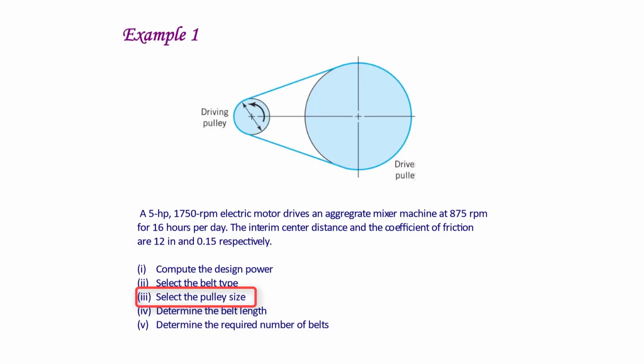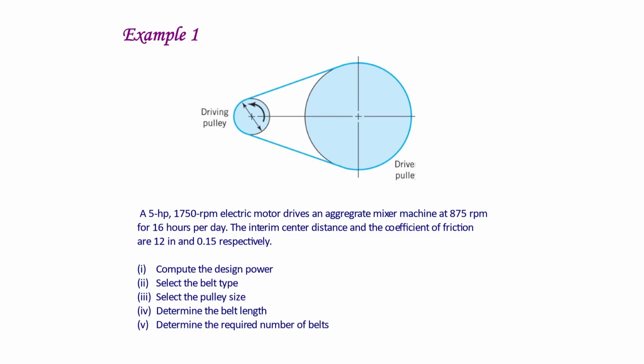Okay, the third step is to select the pulley size. Since both pulley diameters are not given in this V-belt problem, we have to begin by selecting the diameter of the small pulley. The diameter of the bigger pulley will be known because the speed ratio is 2. So how do we select the diameter of this small pulley?